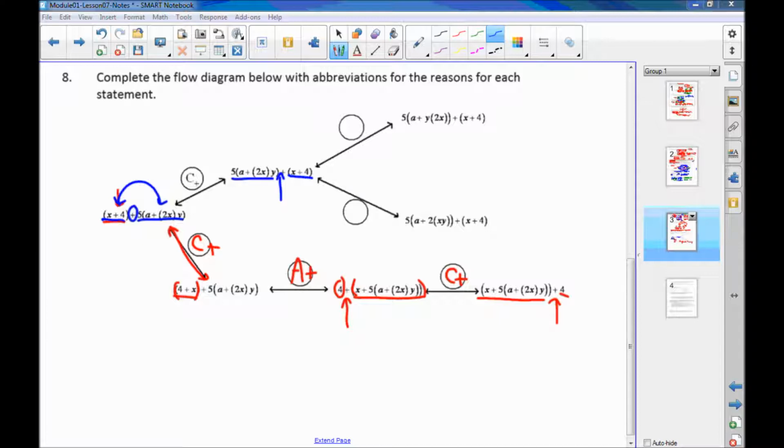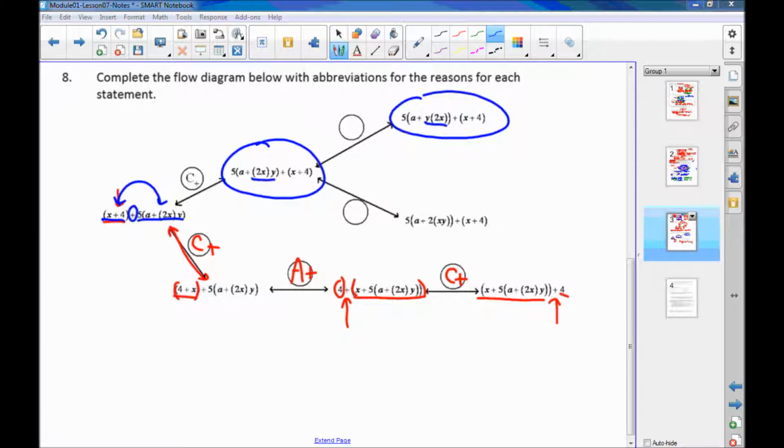Okay, all right, now let's follow this top branch. So how do we change this one in the middle here to this top one? All right, well, let's see what changed here. X plus 4 still on the end. 5 times parentheses a, that's still in the front. So what changed was this 2 in parentheses xy, and then the y in parentheses 2x.